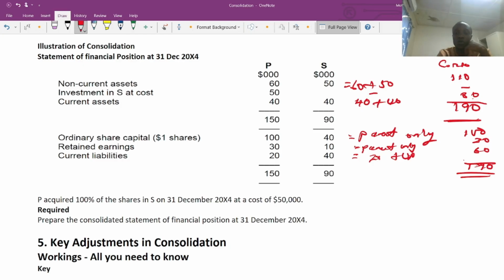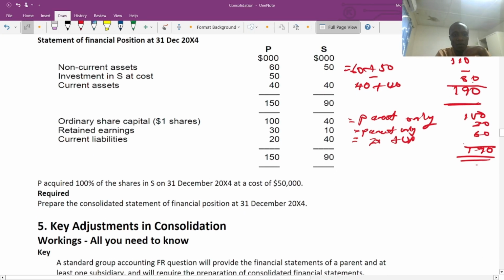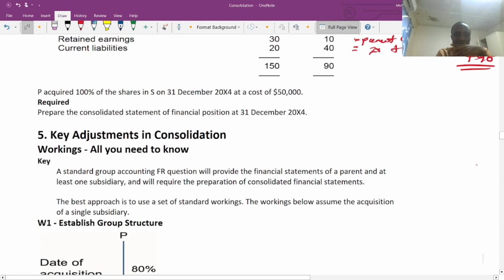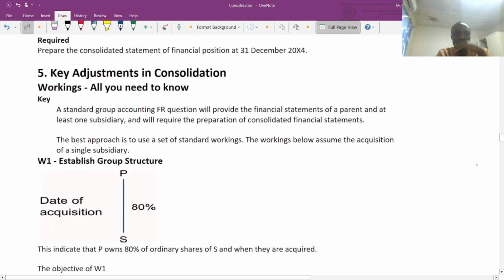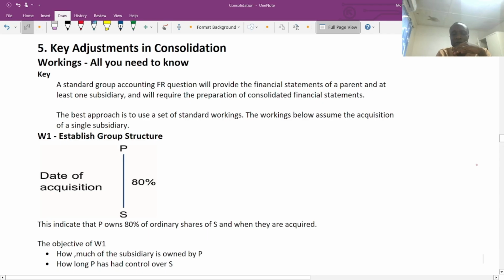Don't worry about it. We are going to look at it in detail. So now, a key step that you need to know for the examination: whenever you want to prepare the consolidated financial statement, these steps should be followed in a chronological manner.